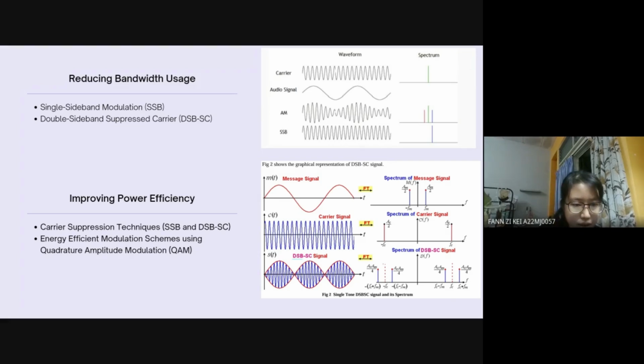For double sideband, it reduces the carrier, because it says suppressed carrier. So actually, it is more power efficient compared to the original signal.